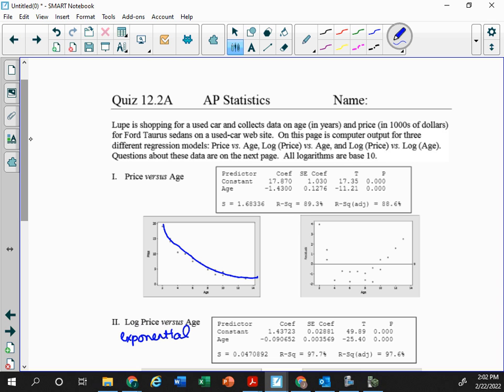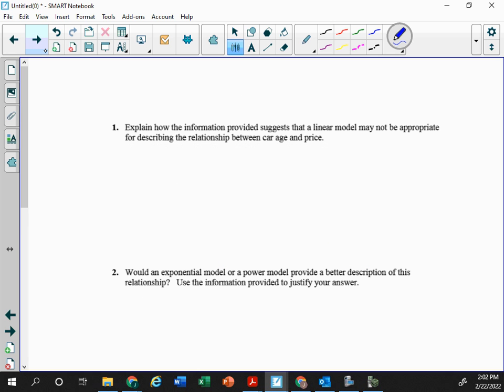And if you look at the residual plot next to it, what do you see? Is it a nice happy cloud? No. It almost looks like a little parabola-shaped pattern there, right? Those are indications that this is not the right model to use. So that's what we'll answer in the first one. You could say something about the scatter plot shows a curved relationship.